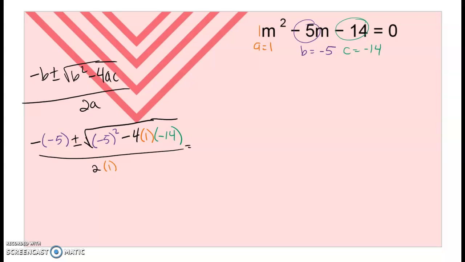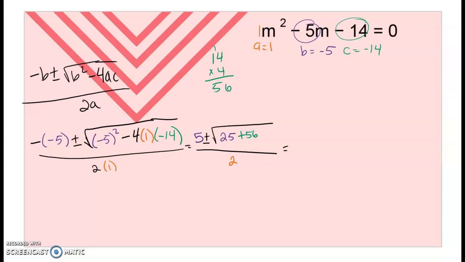All right, two negatives here make a positive, so I'm actually going to have a positive 5 out in front. Interesting. Negative 5 times negative 5, or negative 5 squared, is going to give me a positive 25. Negative 4 times 1 is going to give me a negative 4. And I'm going to take 14 and multiply it by 4 to get 56. They're both negative, so I'm going to add them together. And 2 times 1 is, well, 2.